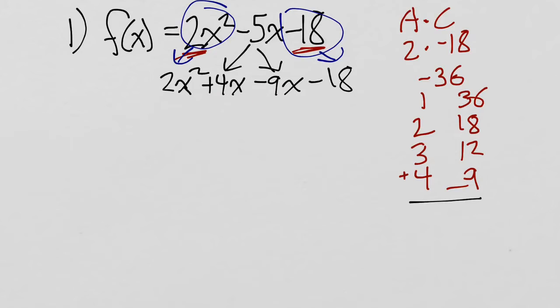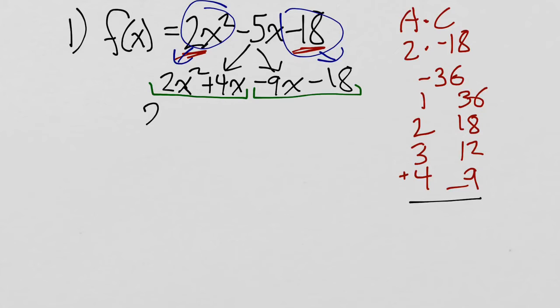Okay? My next step is to factor by grouping. I'm going to group these two. I'm going to group these two. And I'm going to factor out the greatest common factor of each. Well, the greatest common factor for these two is going to be 2, right? Because the greatest common factor of 2 and 4 is 2. And then also x. Okay?